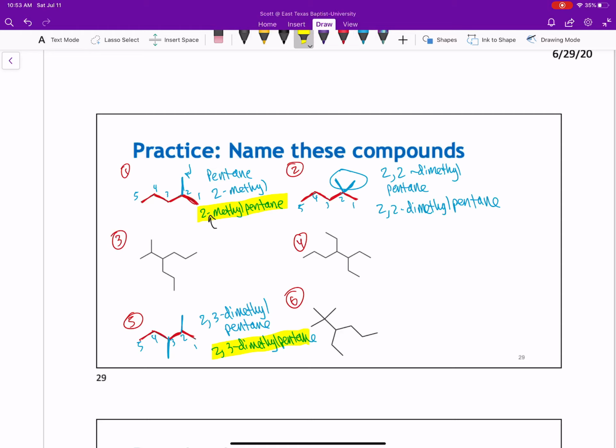And notice that, like in example number 2, had I numbered 1, 2, 3, 4, 5, that would have been a 4,4 dimethyl, but 2, 2 wins, okay, because it's a lower number. In this most recent example, number 5, I could have numbered it 1, 2, 3, 4, 5. So that would have given me a 3, 4 dimethyl. Well, 2, 3 is lower than 3, 4. Okay, so that's how I knew to go that direction.